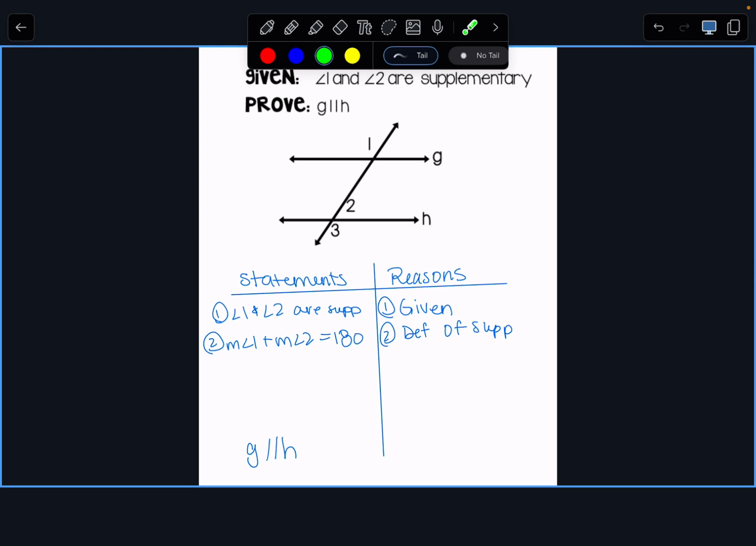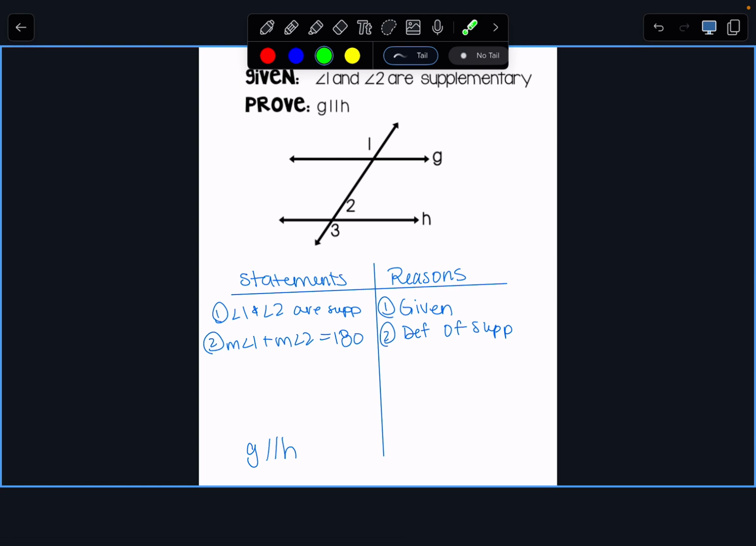What would be really cool to know? That angle 1 and angle 3 are alternate exterior. Okay, we know that angle 1 and angle 3 are alternate exterior. So if there's a way for us to say that they're congruent, then we can say our lines are parallel. So right now our goal is to get 1 and 3 to be the same measure. How might we do that? What are we going to do?